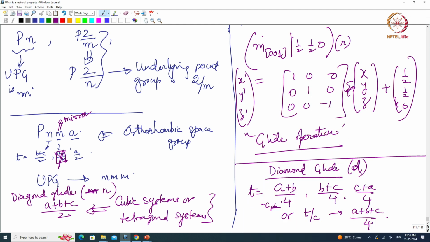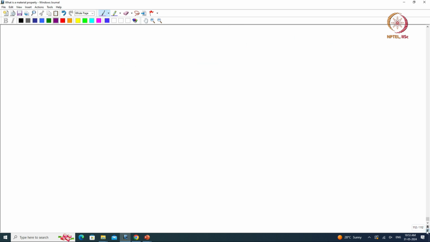However, in cubic or tetragonal systems, I can have a diamond glide which also goes perpendicular to the plane of the mirror. So, the diamond glide can also be (a+b+c)/4. Both of them we call diamond glide and represent with the symbol d. Now, the most common structures that show diamond glide are what are called diamond cubic structures.